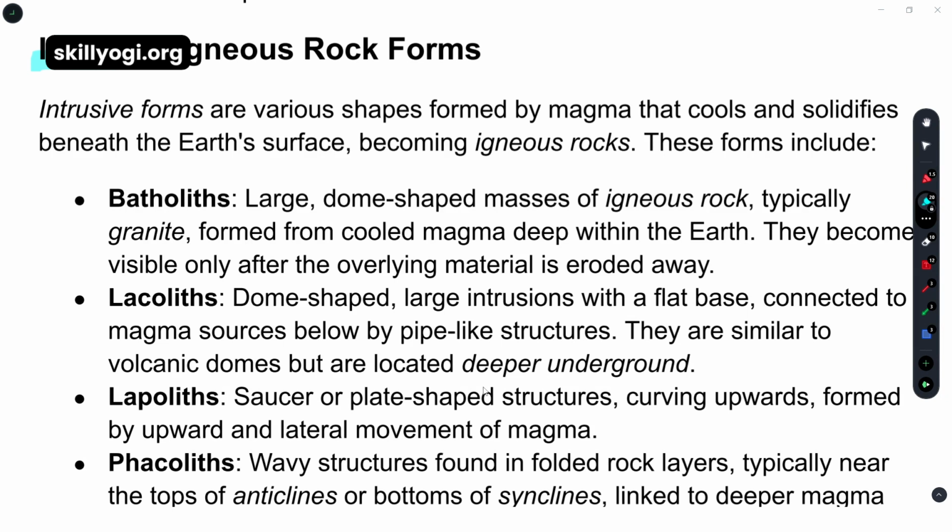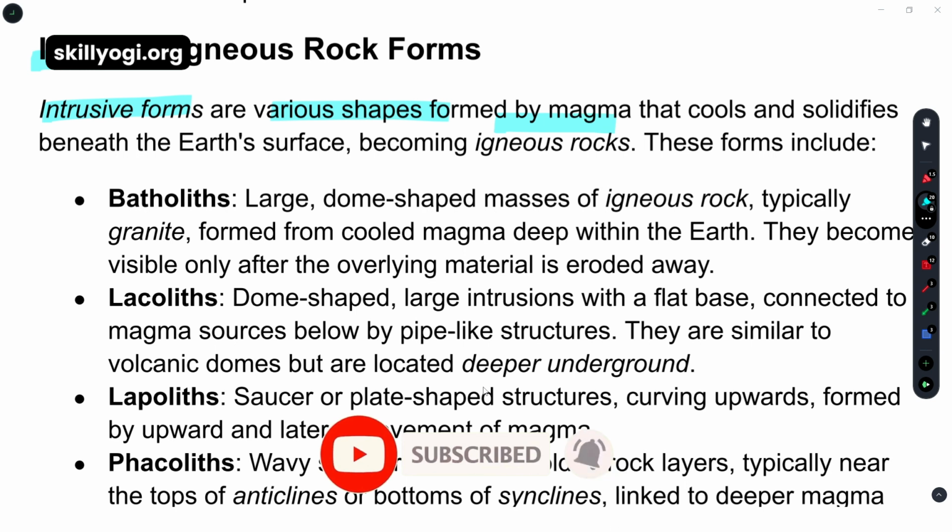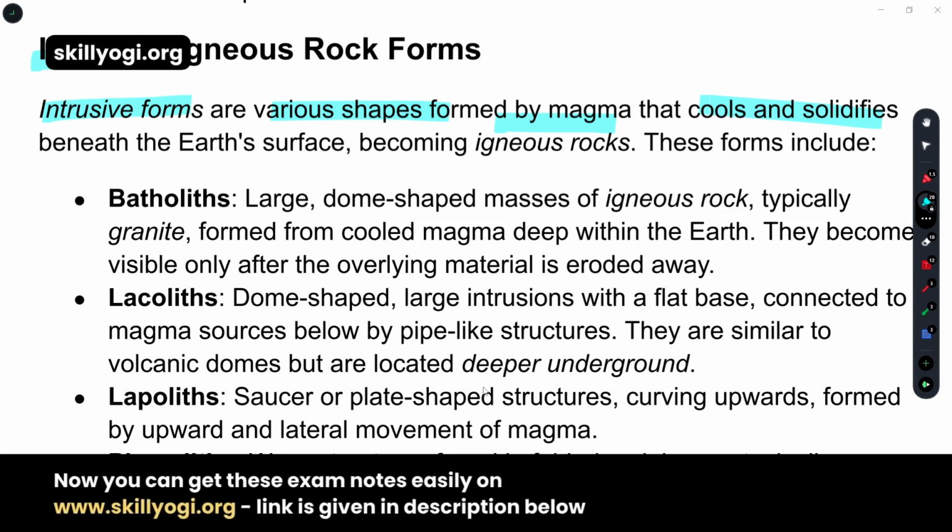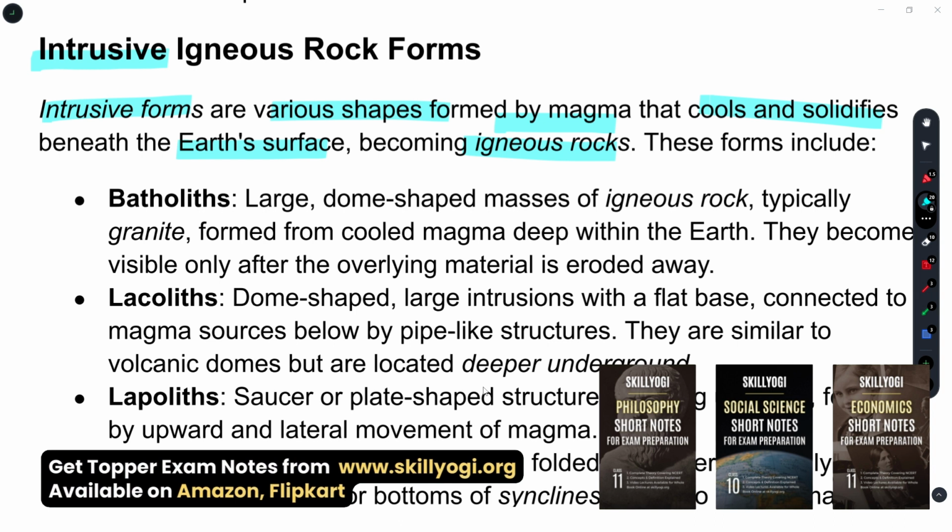What is written over there? Intrusive forms are various shapes formed by the magma that cools and solidifies beneath the earth's surface. Just now I said that it's not coming outside and erupting. It's just staying inside, and the magma or lava cools and solidifies and makes the igneous rock. Yes, that's written, becomes the igneous rock. So the forms, first is batholith.